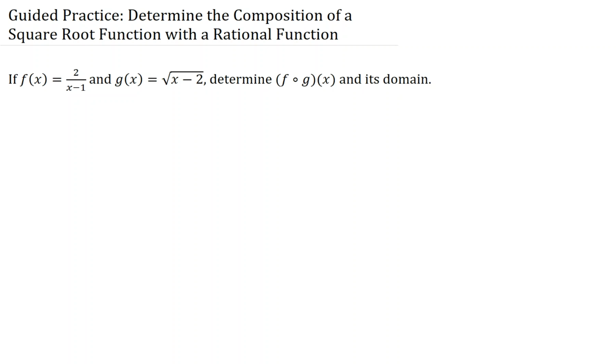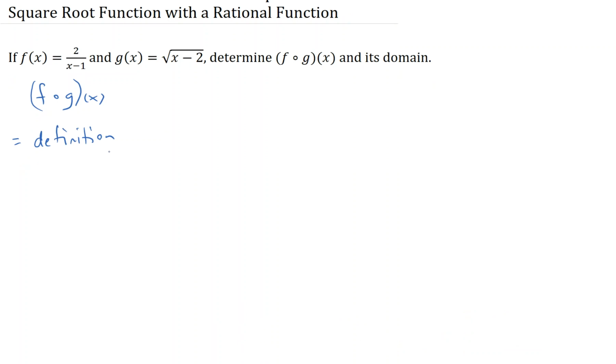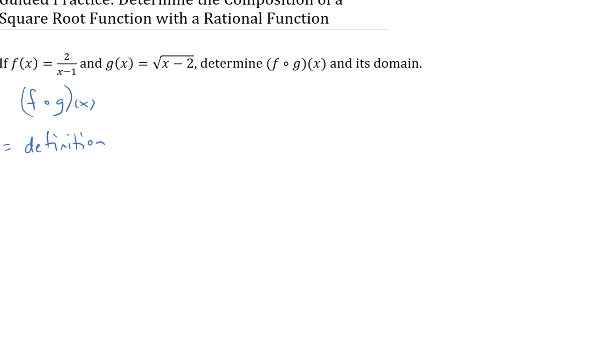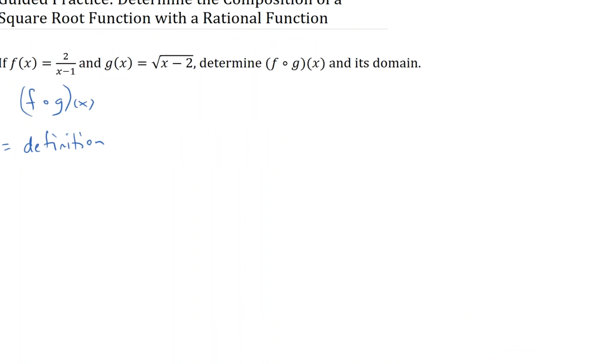Alright, so the first thing we want to do is to determine the f of g of x function, and then we'll work on the domain. So f of g of x, the first thing I want you to do is rewrite that as its definition, f of g of x is a hint there. And then, in the next step, I want you to do f of, and then replace the g of x portion with its actual output formula, whatever that happens to be.